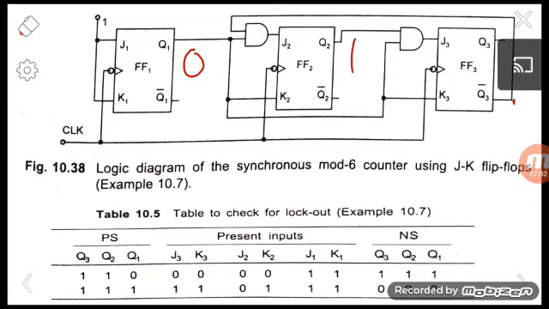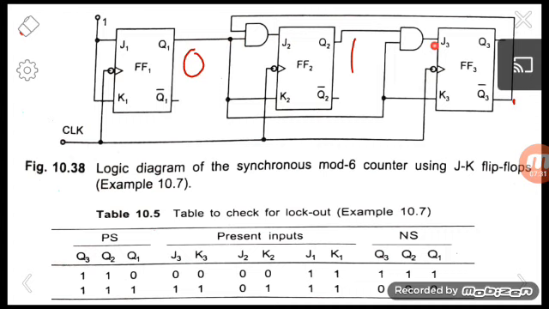First we are looking at the first flip-flop. We know that at any time J1 and K1 will be 1. And we have to look for J2 and K2. What will be the value of J2 at this condition? We know that Q1 is 0, so the output of the AND gate should be 0. So J2 will be 0, and K2 is also 0 here.